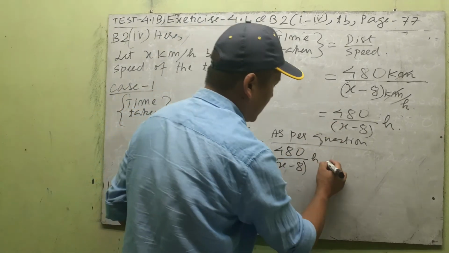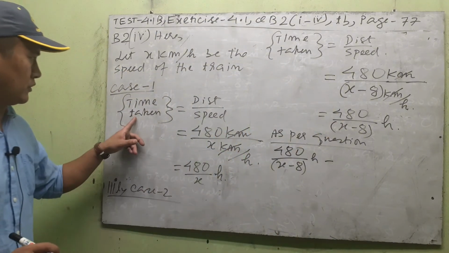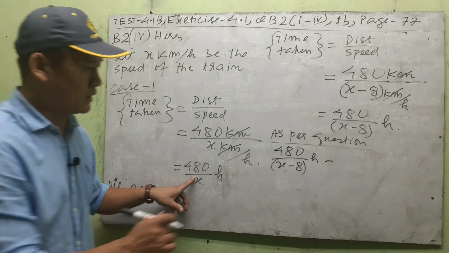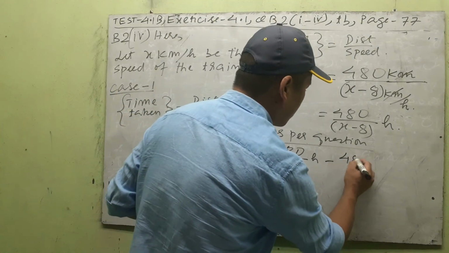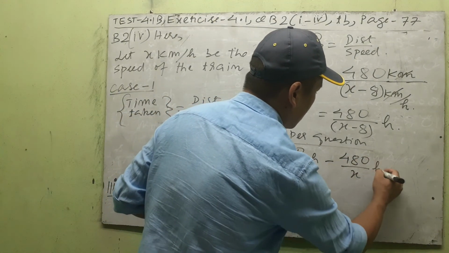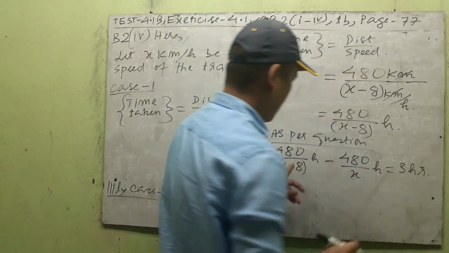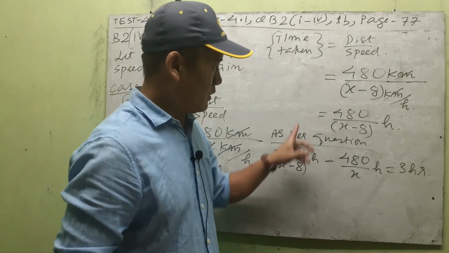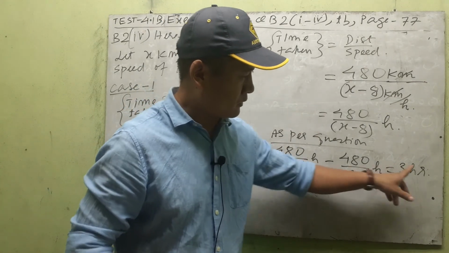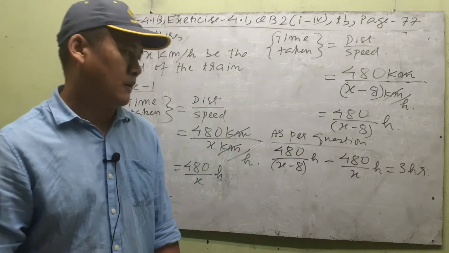higher time minus lower time. If you travel by normal speed, it will take less time, this one. This is the time taken with normal speed, 480 by x hour. The difference is 3 hours. It takes 3 hours more, means by slower speed, higher time minus lower time, the difference is 3 hours. I hope you're getting it.